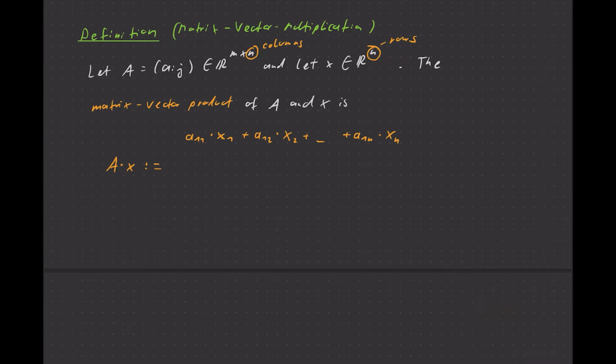We do the same thing for the other rows. So for the second row we have a_21, we multiply that by x_1. We add a_22 times x_2, and so on, up to a_2n times x_n. And this goes on for all the rows until we end up with the last one. So that's a_m1 times x_1 plus a_m2 times x_2, and so on, to a_mn times x_n.